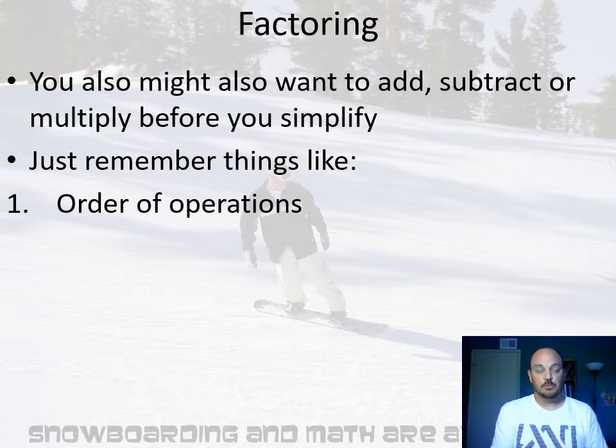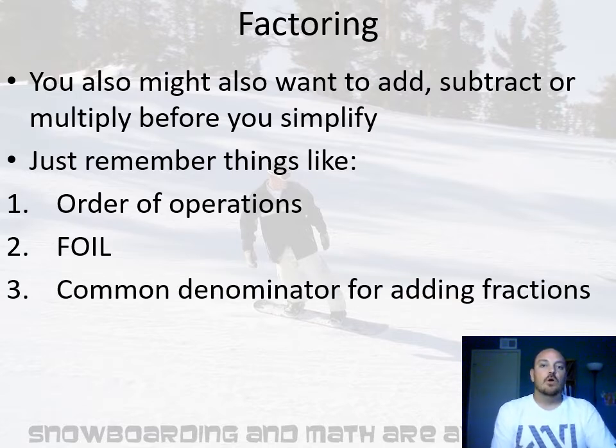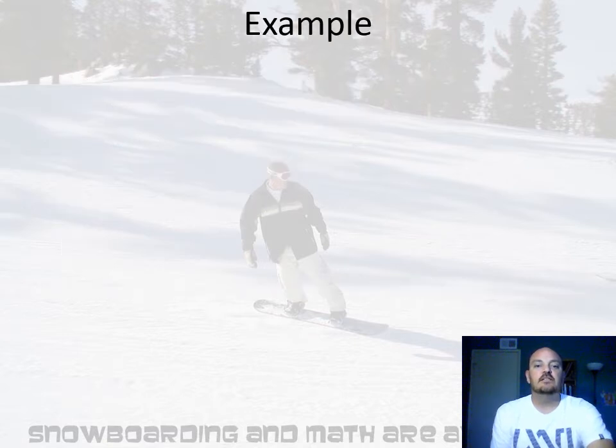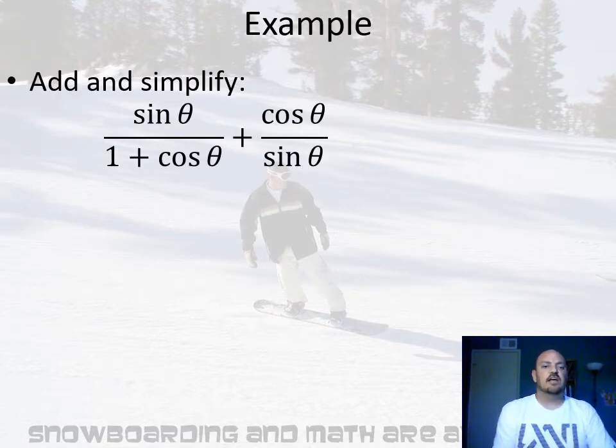You always want to take care of parentheses first, exponents second, multiplication, division third, adding and subtracting last. You might also need to FOIL. If it's a multiplication problem and you have two binomial expressions in parentheses, you might need to FOIL it out. Or if it's an adding or subtracting problem that includes fractions, then you need a common denominator. So let's look at an example of that third one.